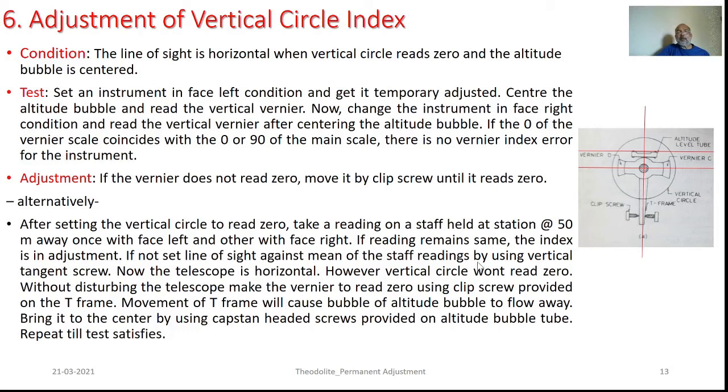As we move this T-frame, the position of the bubble will change. So we have to bring it to the center of its run by making use of the capstan headed screws provided on the altitude bubble tube. Again, perform the test and, if required, perform the adjustment till the test is satisfied.